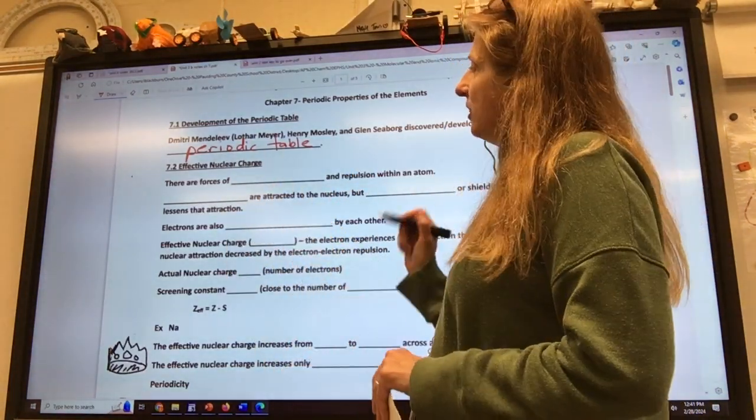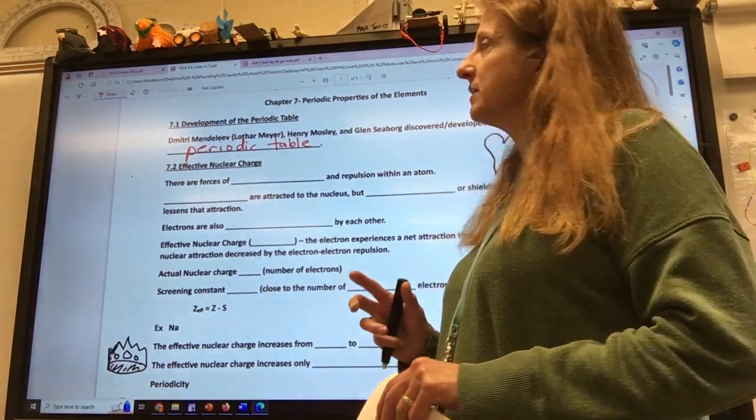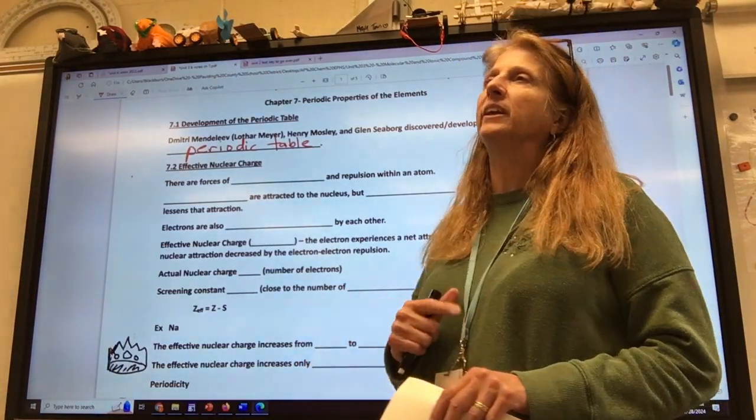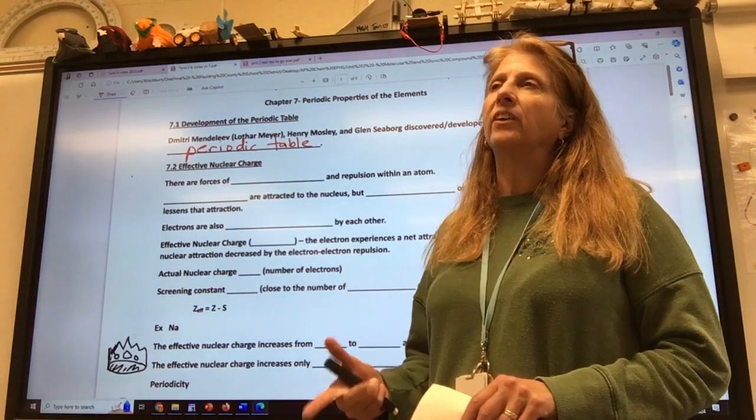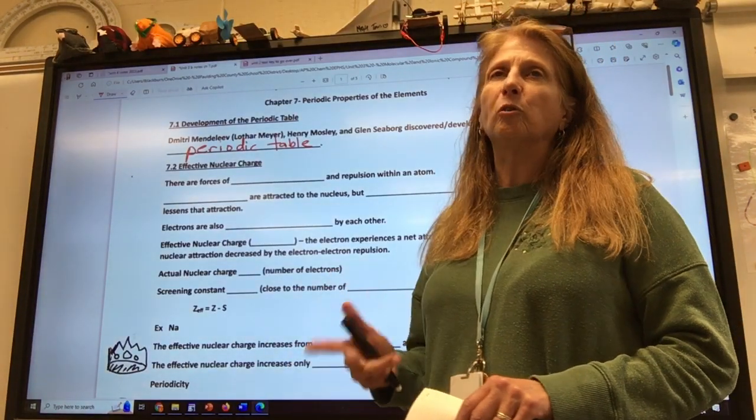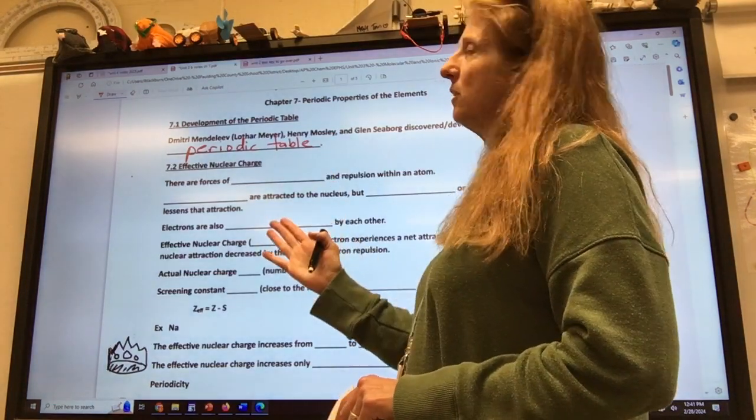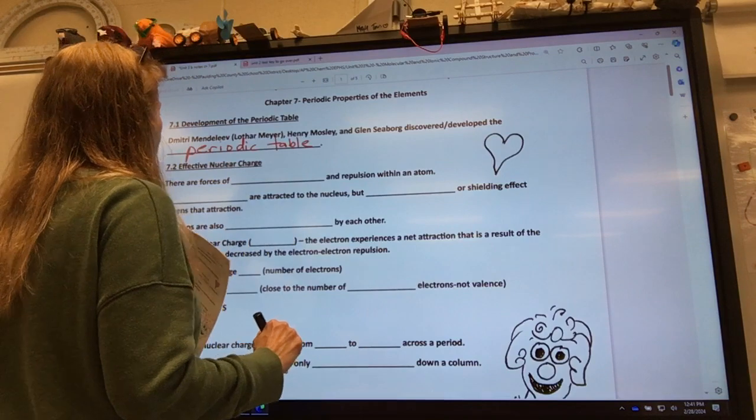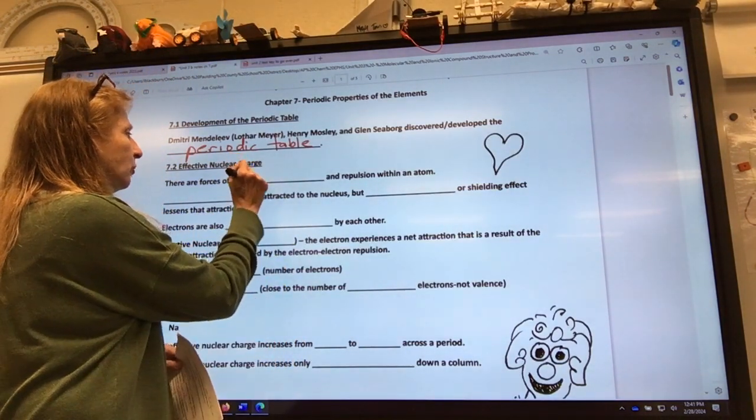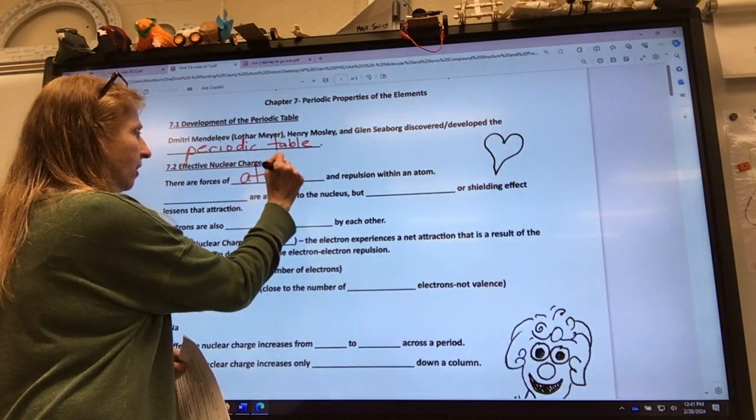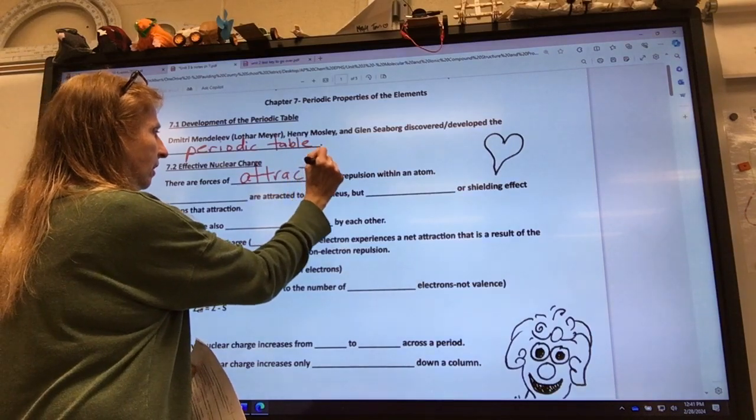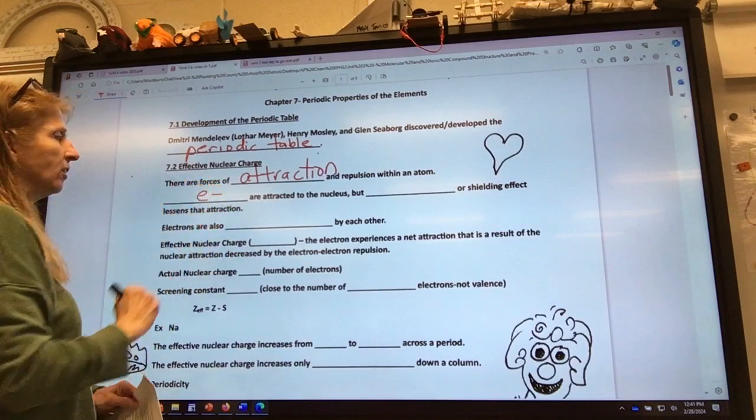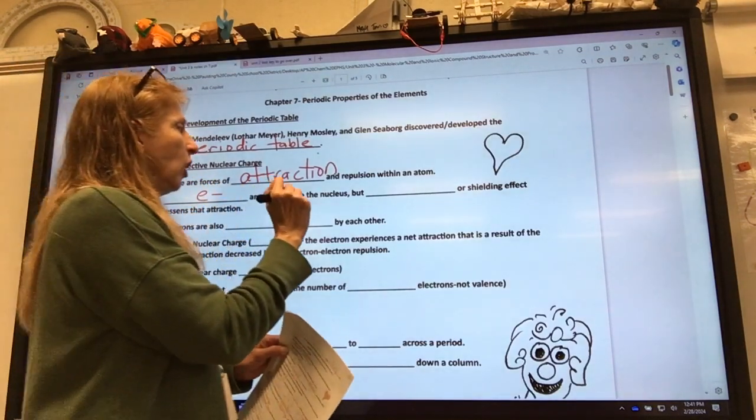Okay, effective nuclear charge. When you learned this in honors, you learned about electron affinity, ionization energy, atomic radius. You learned about these trends, but we really didn't talk about so much effective nuclear charge. But it is that there are forces of attraction and repulsion in an atom. So the electrons are attracted to the nucleus.